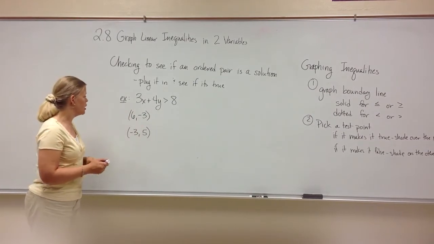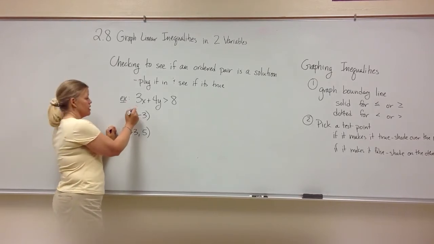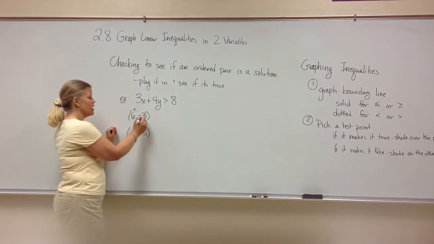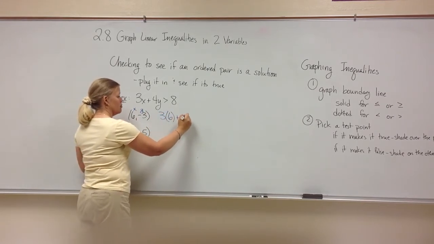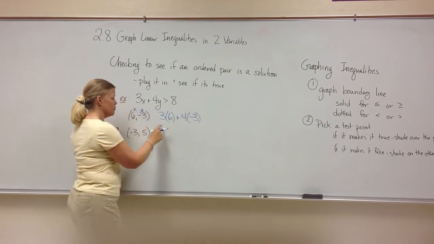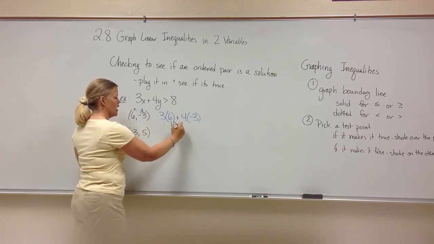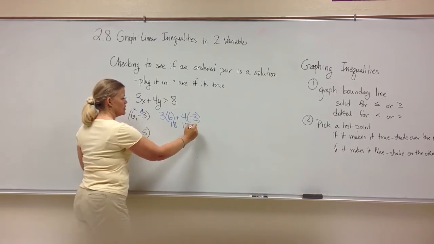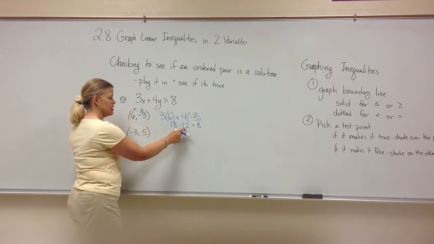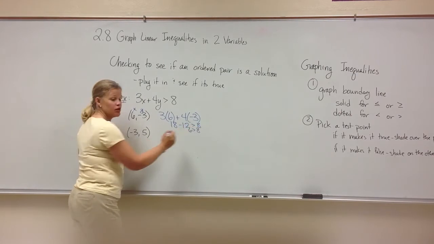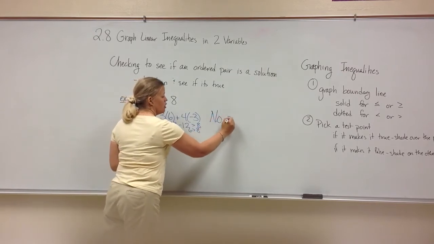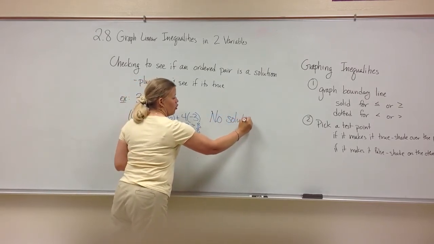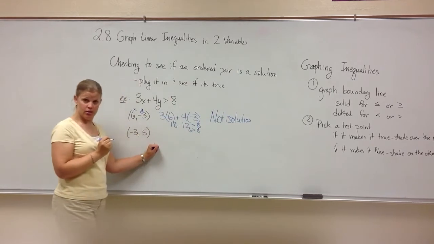Is it a solution? So the 6 is going to take the place of the x. The negative 3 takes the place of the y. We get 3 times 6 plus 4 times negative 3. Well, let's see. That's 18, and this is negative 12. Is that greater than 8? Well, 18 minus 12 is 6. 6 is not greater than 8. This is not true, so we say it's not a solution.